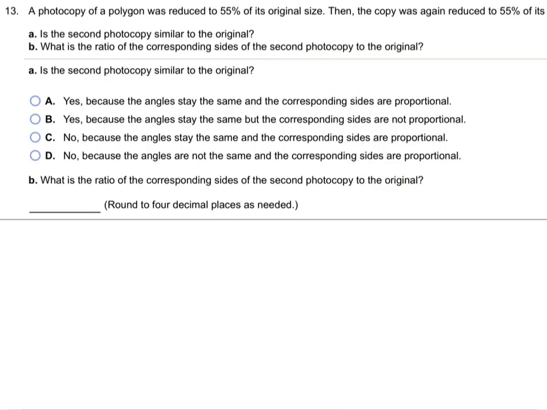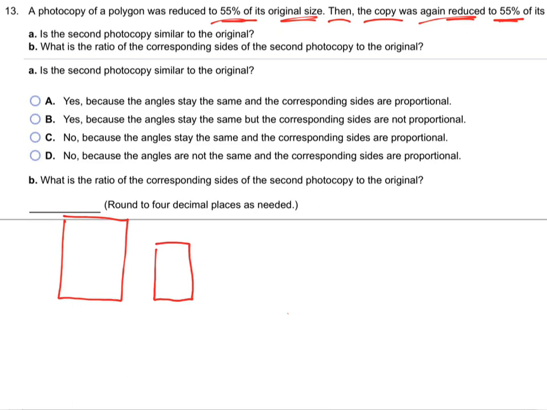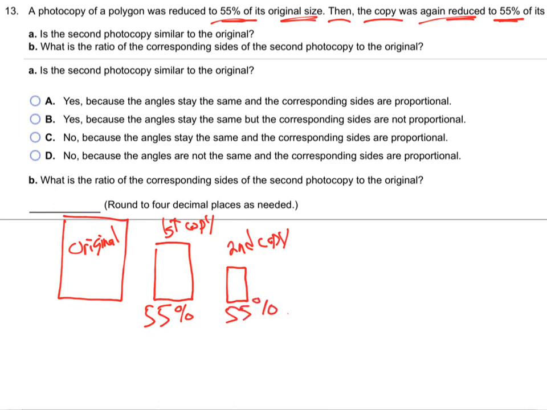All right, so number 13. A photocopy of a polygon was reduced to 55% of its original size. Then the copy was again reduced to 55% of its size. So basically it's like we're taking some kind of sheet and we're shrinking it down to just about half, 55%, and then we're shrinking that down to just about half. Does that make sense? This is 55% of the original. It's the first copy. Original, first copy. And then the second copy is 55% of the last copy, just about half of the last copy.